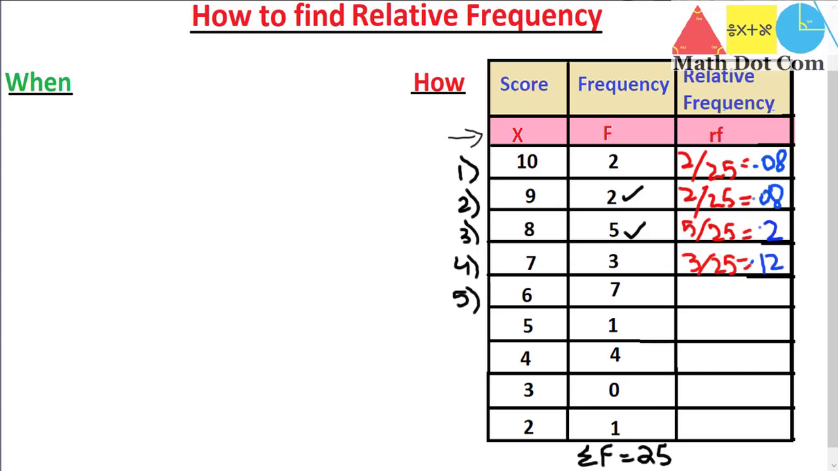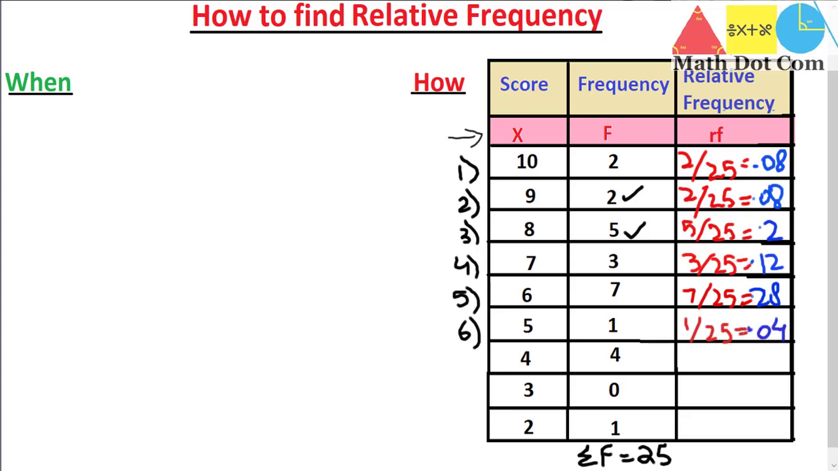So we will have 7 divided by 25. It will be equal to 0.28. Then we have a sixth row with the score of 5 and a frequency of 1, and it will be again 1. So it will be 1 divided by 25, that will be equal to 0.04.